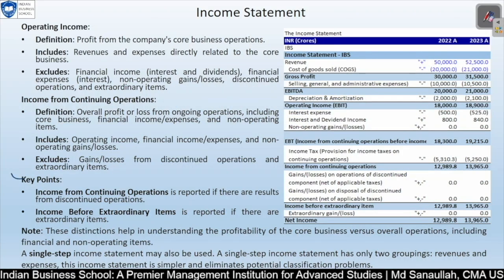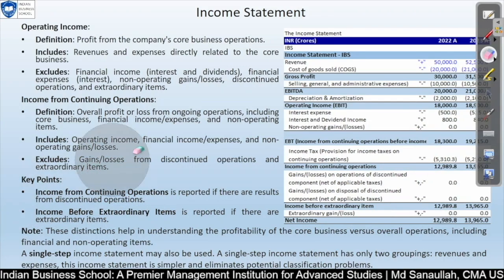Now we have the key point, income from continuing operation. This will be reported only when you have anything as a discontinued operation or something. Otherwise, you can make your income statement simple. If you don't have this kind of item, you can close your income statement from here. Income before extraordinary item is included if there are extraordinary items. Otherwise, you don't need to include it. You can remove these items and close your net income here also. If there is nothing, there is no point in keeping all these line items. This is the point here.